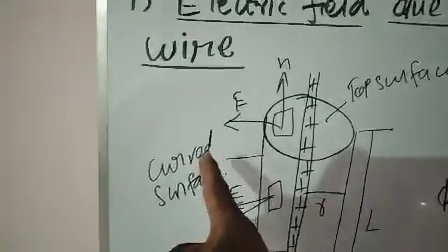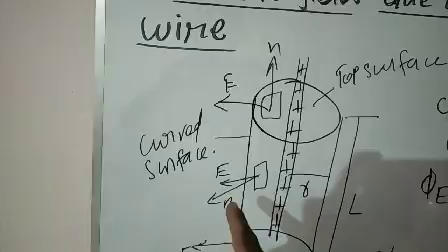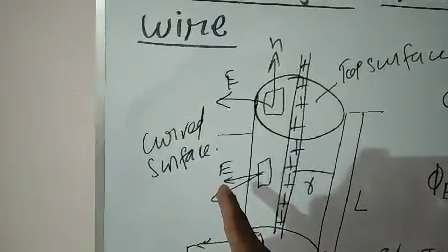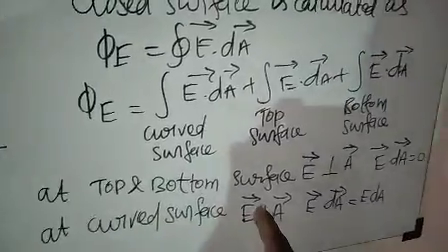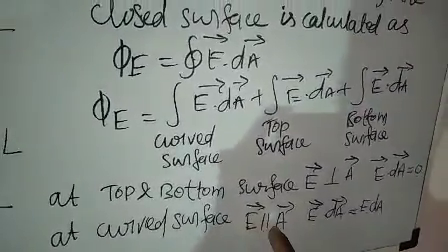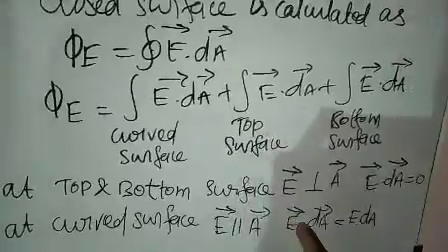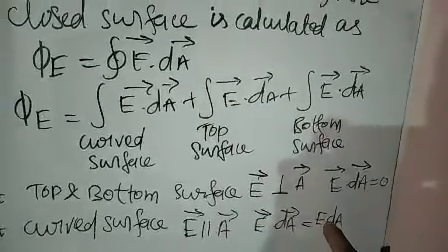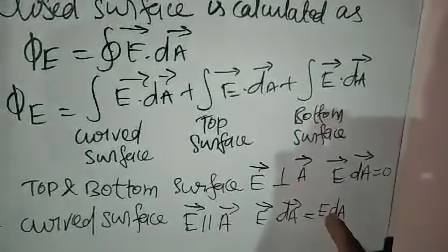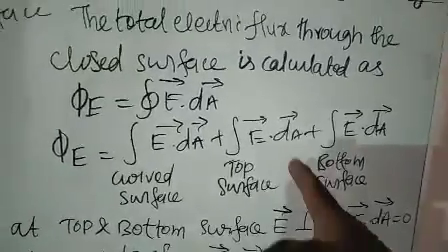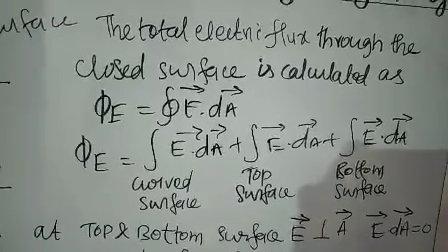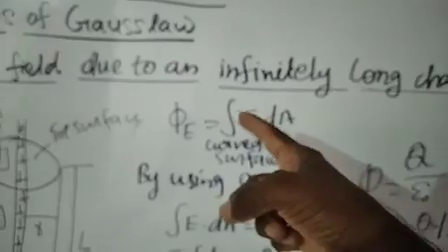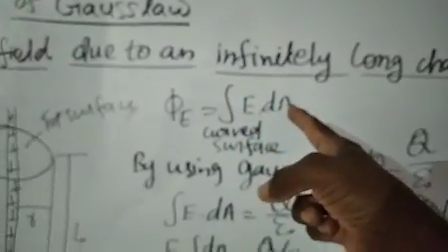At the curved surface, the electric field and area are both parallel, so it is not equal to 0. At the curved surface, the electric field E is parallel to the area, so E vector dot dA vector equals E dA. So substitute this curved surface value in this equation. We obtain phi E equals the integral over the curved surface of E dA.